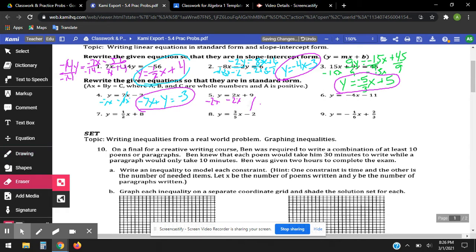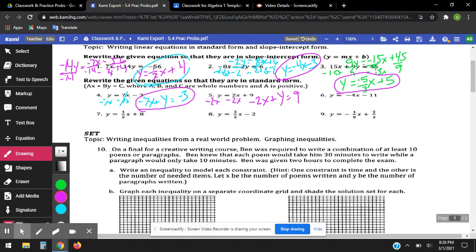Because then I have, not a y equals, you want the x first. So negative 2x plus y equals 9. A, B, and C are whole numbers, and A has to be positive. So, oh, we want A to be positive. Oh, well, if I'm going to do that, then I'm going to do all of these the opposite. Negative 7, I'm going to do positive 7 minus y plus 3. So if I multiply everything by a negative 1, that makes it positive.